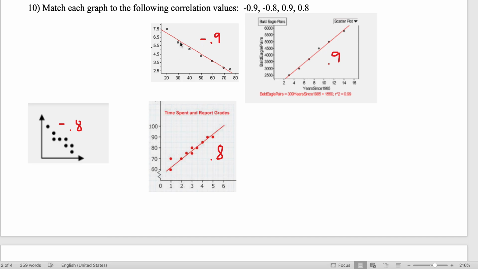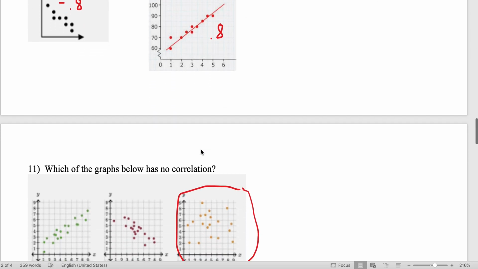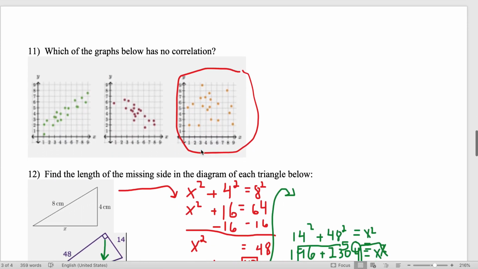So this one here with the red line is negative 0.9. The one without a line is negative 0.8. Now this going up here on the far right, this is a positive 0.9 because they're very, very tight. And the 0.8 is almost as tight right over there. Which graph has no correlation? That's like they're just spread out all over the place, no pattern to them.